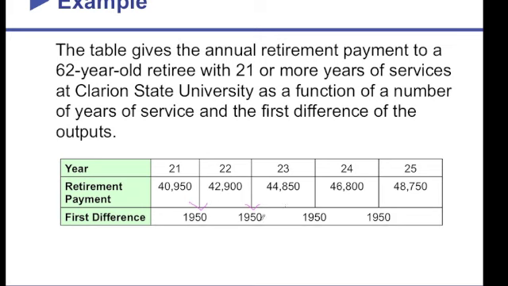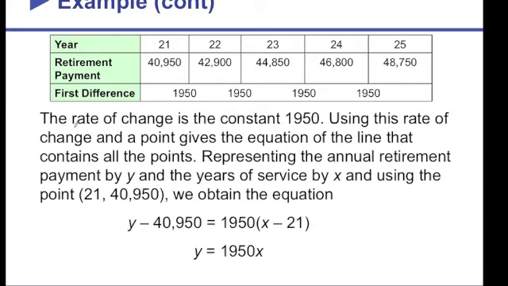This was an increase of 1,950, an increase of 1,950. This constant increase is what we mean by first difference. The change here is the constant 1,950. That is, rate of change means slope. Using this rate of change and a point gives the equation of the line that contains all the points. So we're using point-slope form.